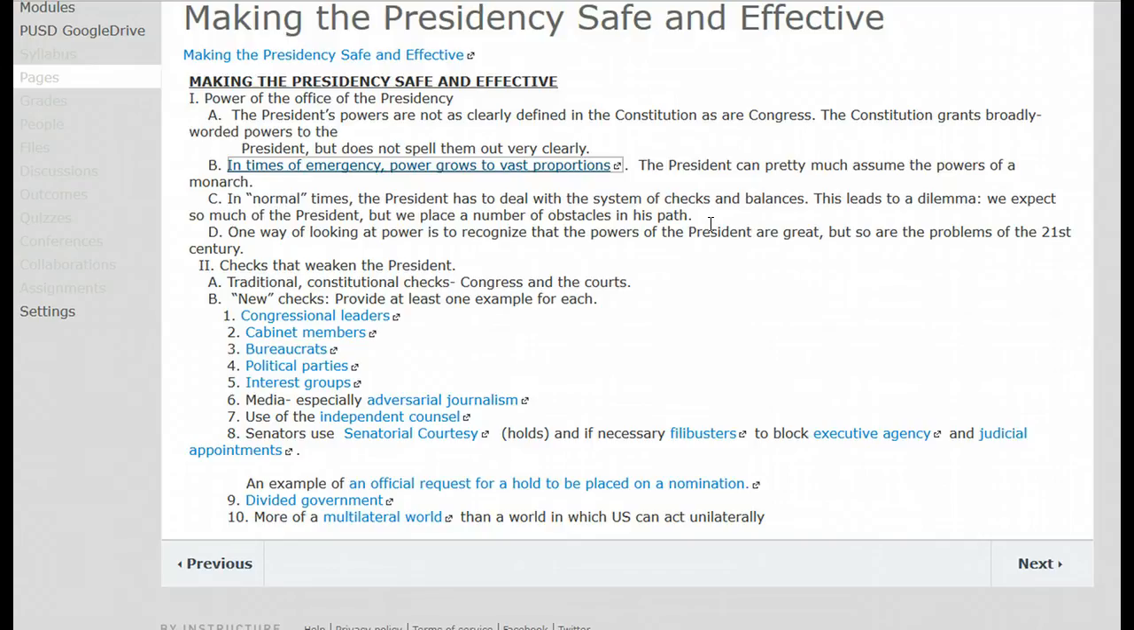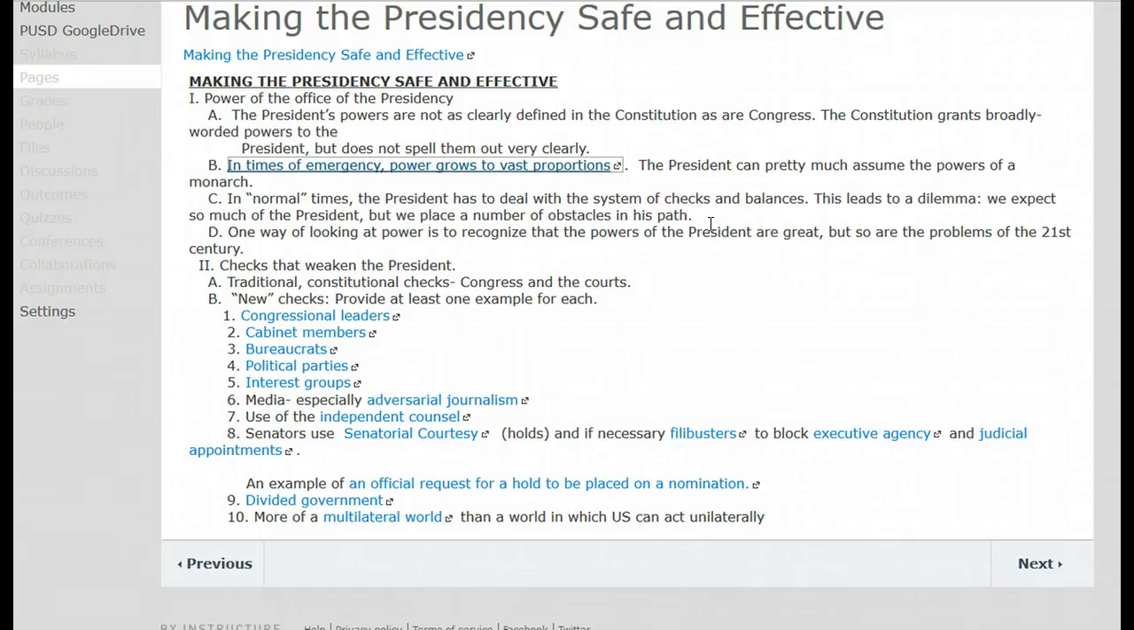There are obviously the traditional constitutional checks. Even if the president vetoes legislation, the House and the Senate can override a presidential veto with a 2/3 vote. In addition, the president may nominate people for positions, but the Senate has to confirm them. And then you've got the courts, and the courts can declare executive orders and executive actions to be unconstitutional. They can strike down things that the president tries to do.